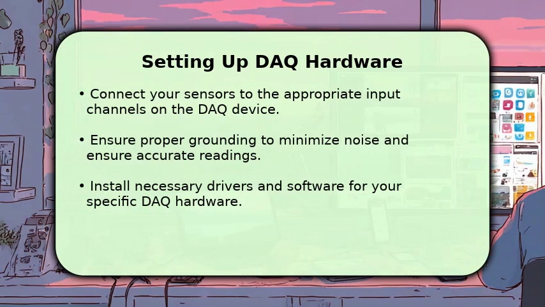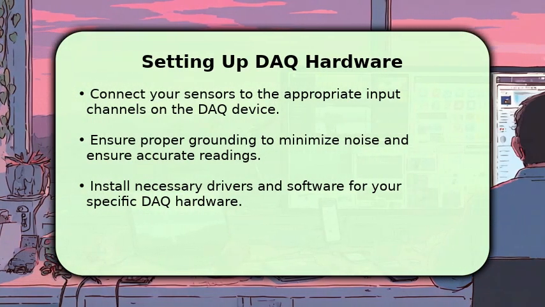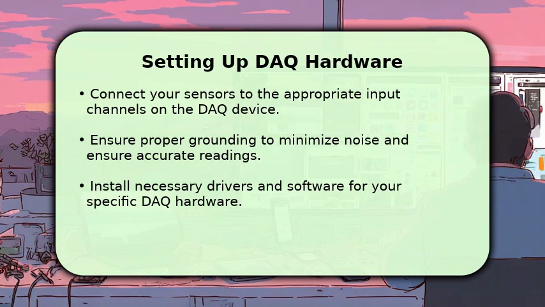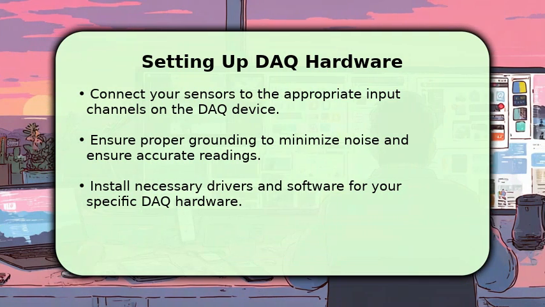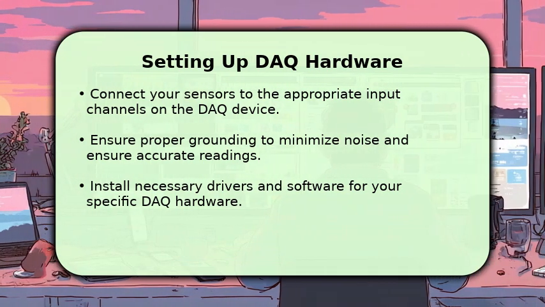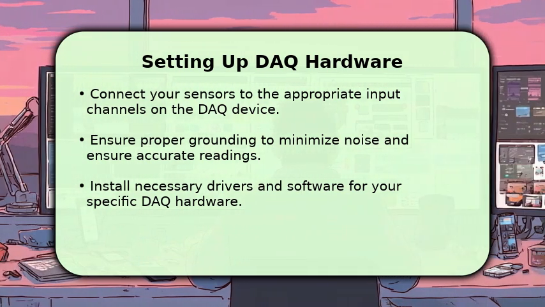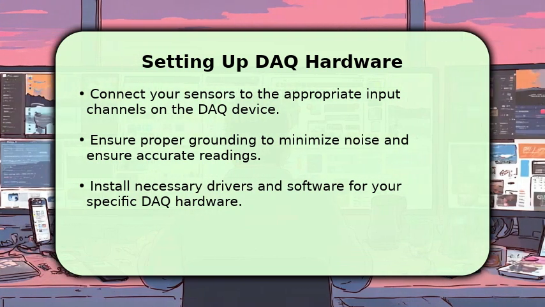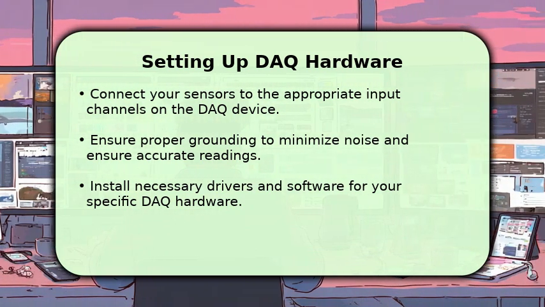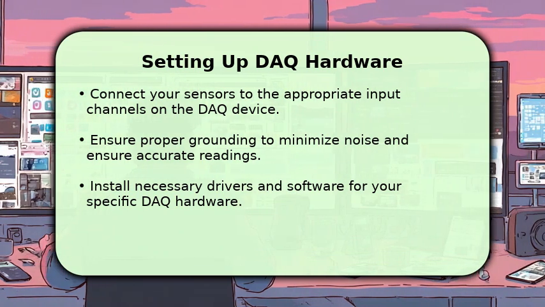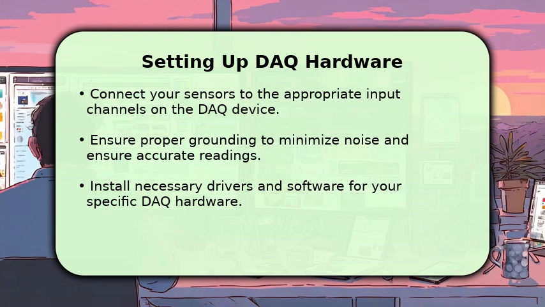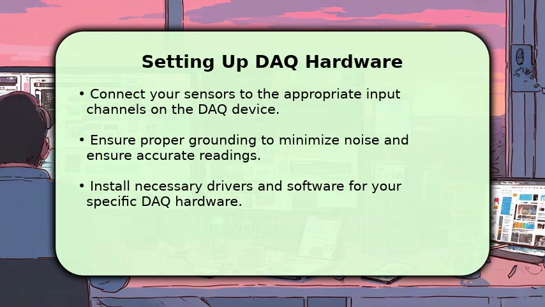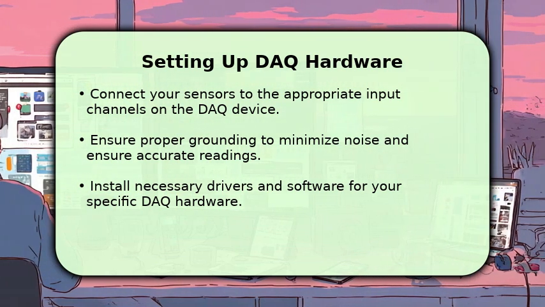To begin, connect your chosen sensors, such as a thermocouple or pressure transducer, to the appropriate input channels on your DAQ device. Ensure all connections are secure and properly grounded to prevent electrical noise, which can significantly affect data accuracy. Next, install the necessary drivers and software provided by the manufacturer. Always double-check every connection before powering on the system to avoid any potential damage or incorrect readings.